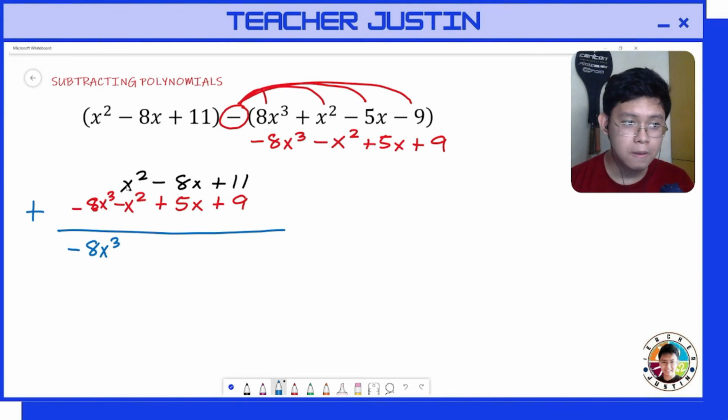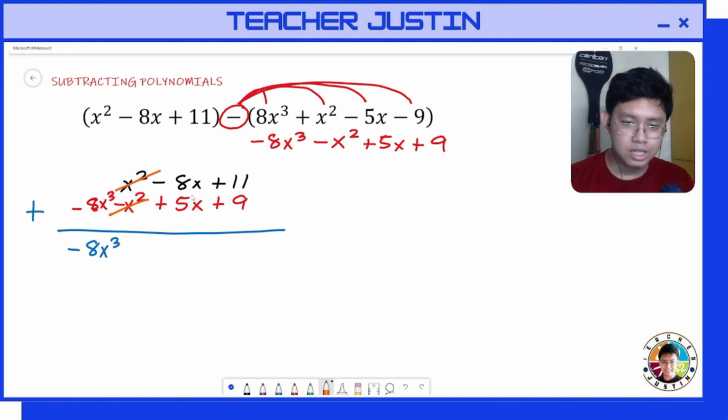Next, x squared plus negative x squared. So 1 plus negative 1, or 1 minus 1, that will be 0. So we will just write here 0. Okay? Or we can just simply cancel or cross out x squared and negative x squared.